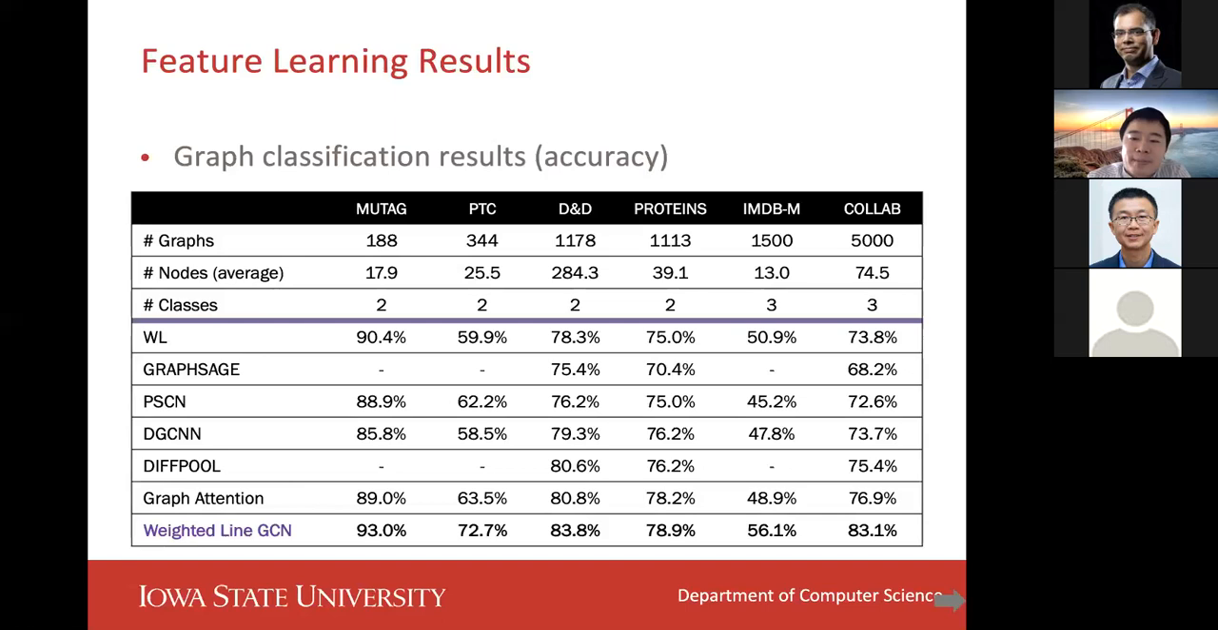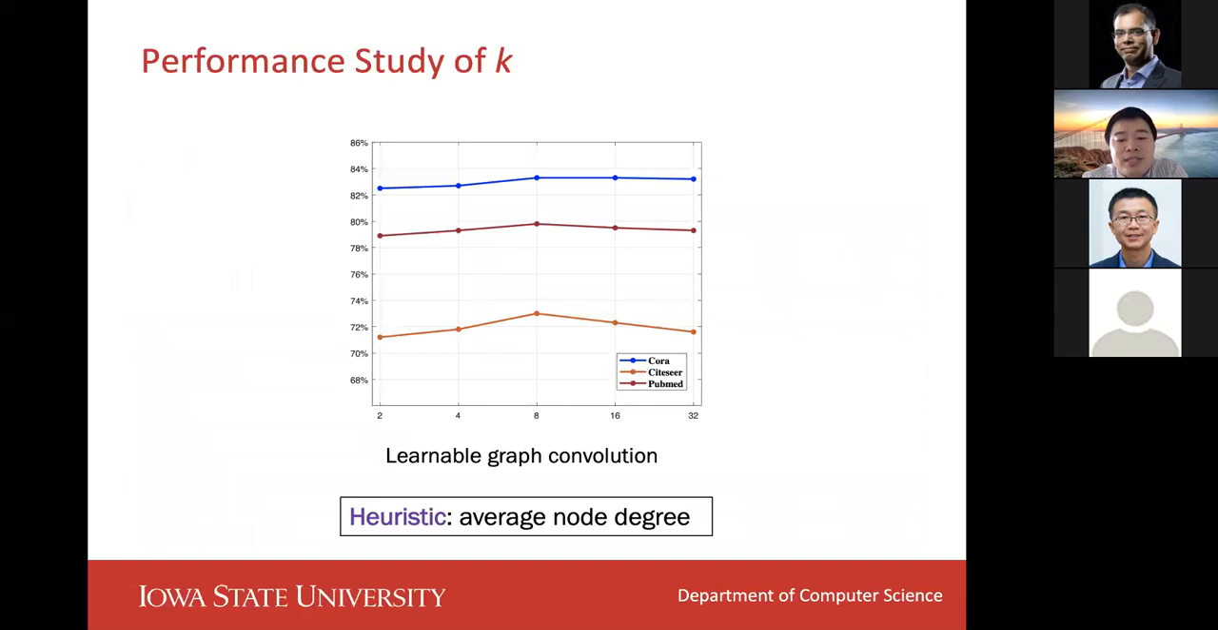Here we conduct performance studies on hyperparameter selection in our methods. In our learnable graph convolution, each node will select the key features to aggregate in each feature dimension. We change the number of K in the experiments and report the results in this figure. From this figure, the best performance is achieved when K equals 8. A heuristic in practice to select the hyperparameter K is that we can use the average node degree to select the K in this method.